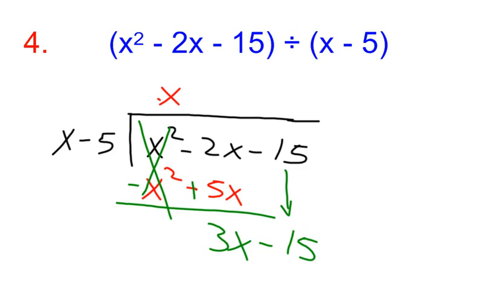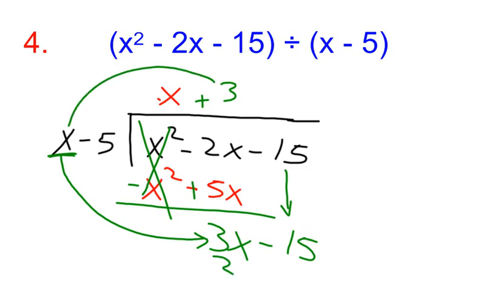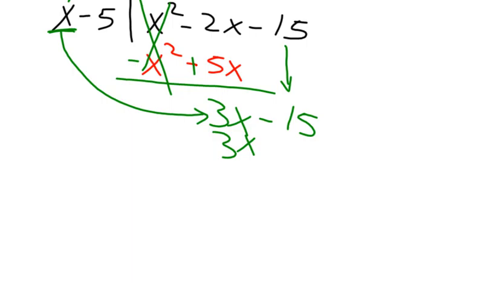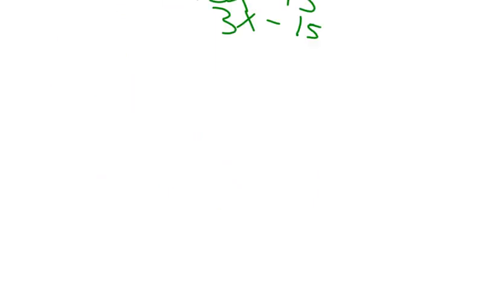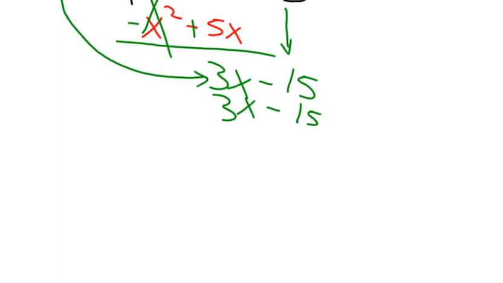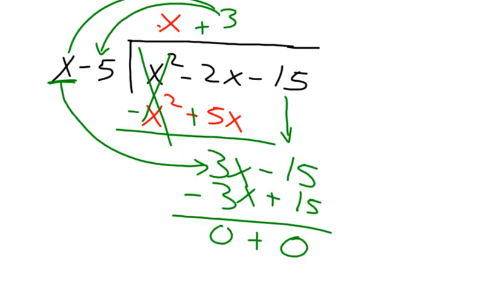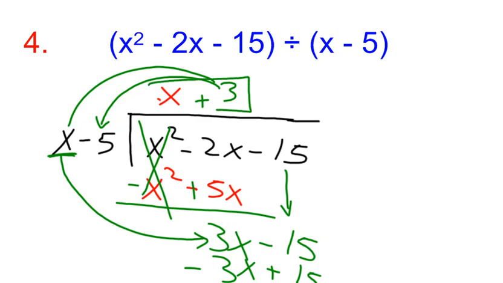I repeat the process. I say x multiplied by what number gives us 3x, and the answer is a positive 3. Once I get that 3 up there, I multiply it down to say x times 3 is 3x. And 3 multiplied by a negative 5 is a negative 15. I'm going to change the signs on these because I'm going to subtract this binomial. So I'm going to have 0 x's and a remainder of 0 once again. So my quotient, my answer, is x plus 3.